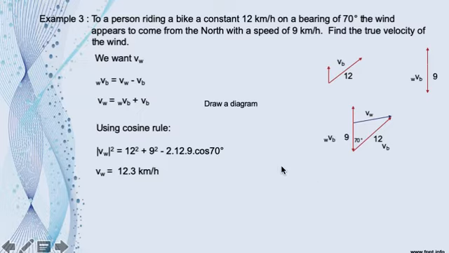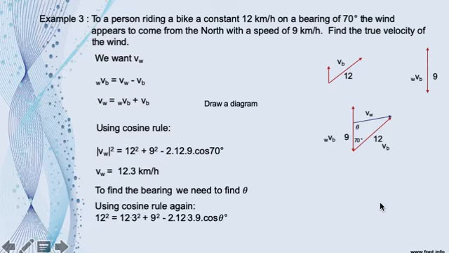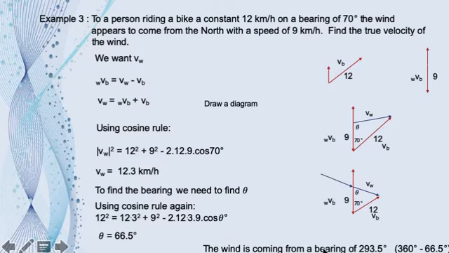Again, we need the bearing too though, so we want to find this bit up here. So let's find theta, and then all we have to do is take that away from 180. Put that in our cosine rule again, and we get 66.5. Okay. So the wind is coming from, and again, remember, coming from is where we have to be careful with the wind. So this was the bearing, but that means it's actually coming from all over here. So we have to say it's coming from 293.5 degrees.